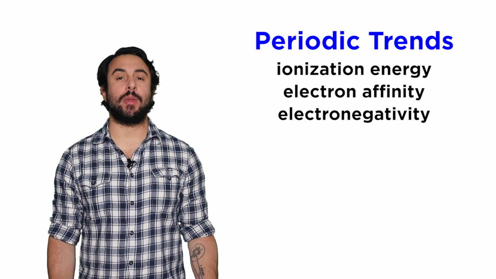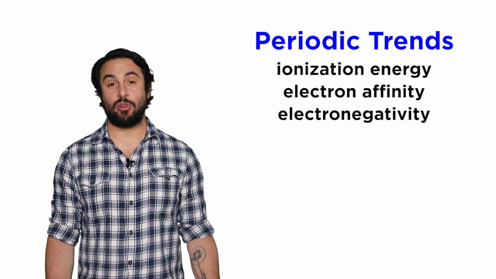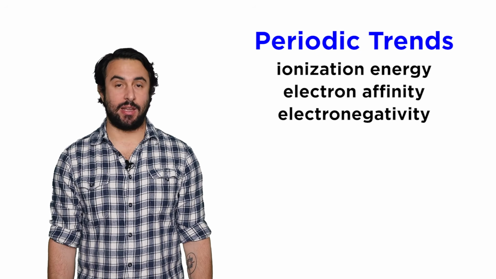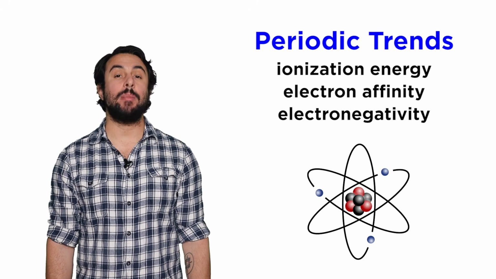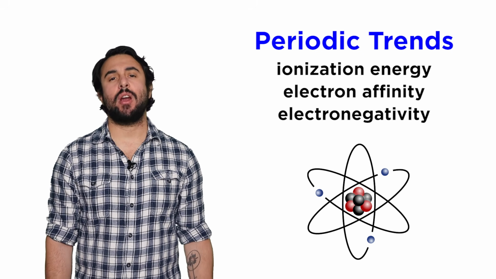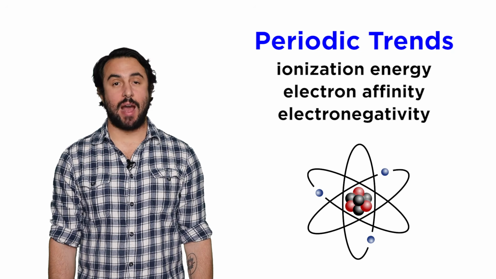In the previous unit, we learned about periodic trends, such as ionization energy, electron affinity, and electronegativity. So we are now ready to find out what happens when two elements come into contact with one another. There are several ways that chemical bonds can form, so let's go over these now.